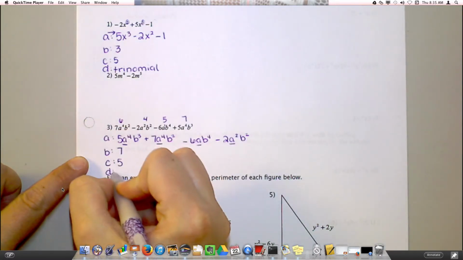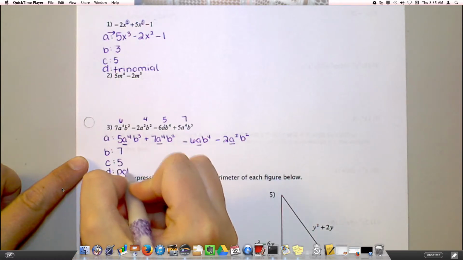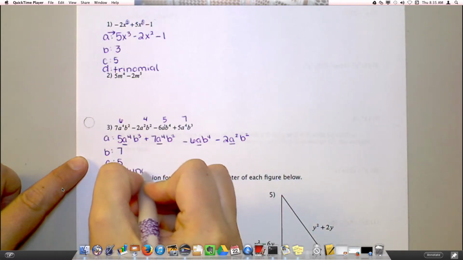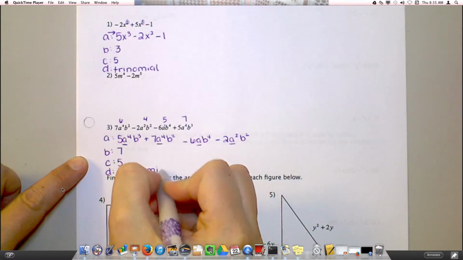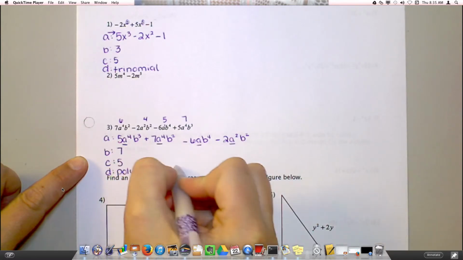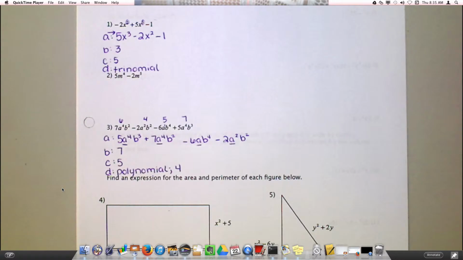And for part D, I would just call it a polynomial, but then I would have to specify how many terms it has. Okay, it's a polynomial with 4 terms. Okay? Questions on that?